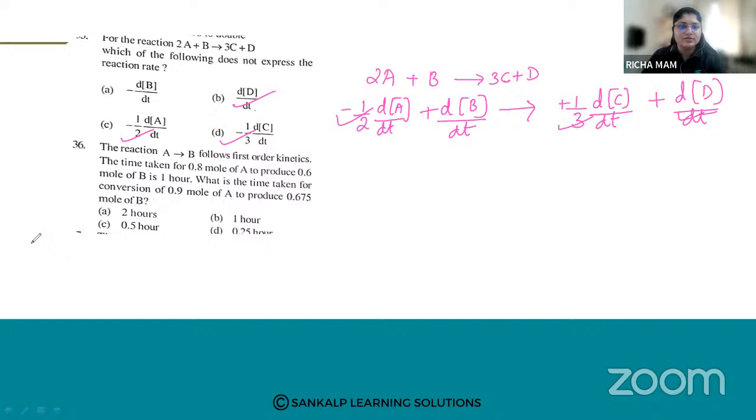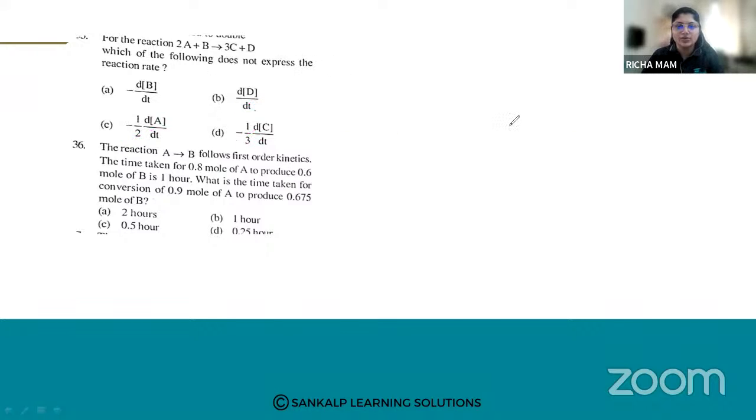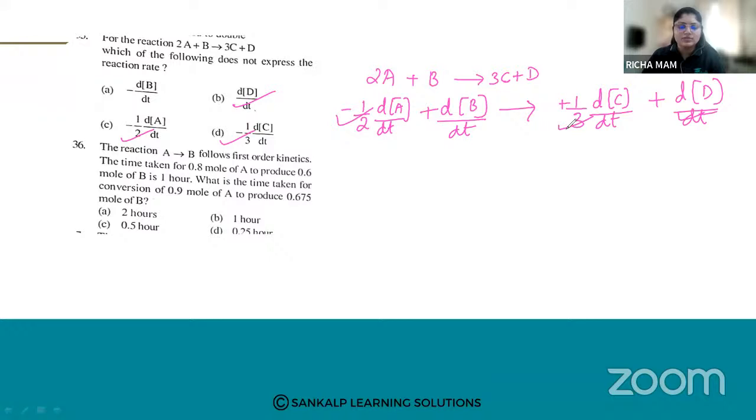So this is minus. When we write the rate equation, for a product it would not have a negative sign, it should be a positive sign. When we take minus common here, this will be plus. So I say it is option number D. In the given options, you can see that minus d[C] by dt will not represent a reaction rate, because it should not have a negative sign.